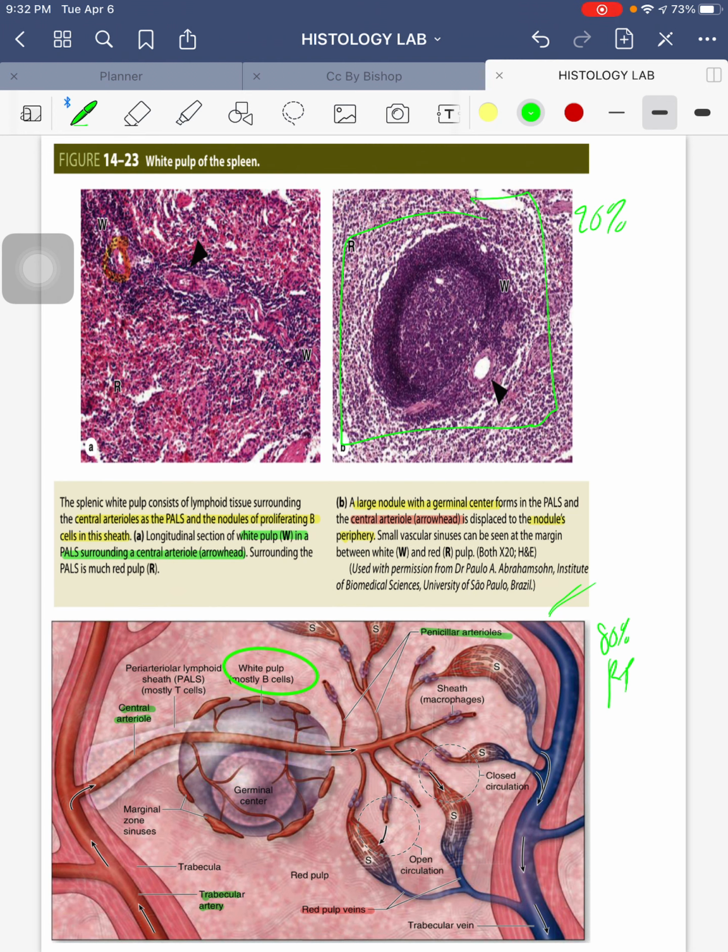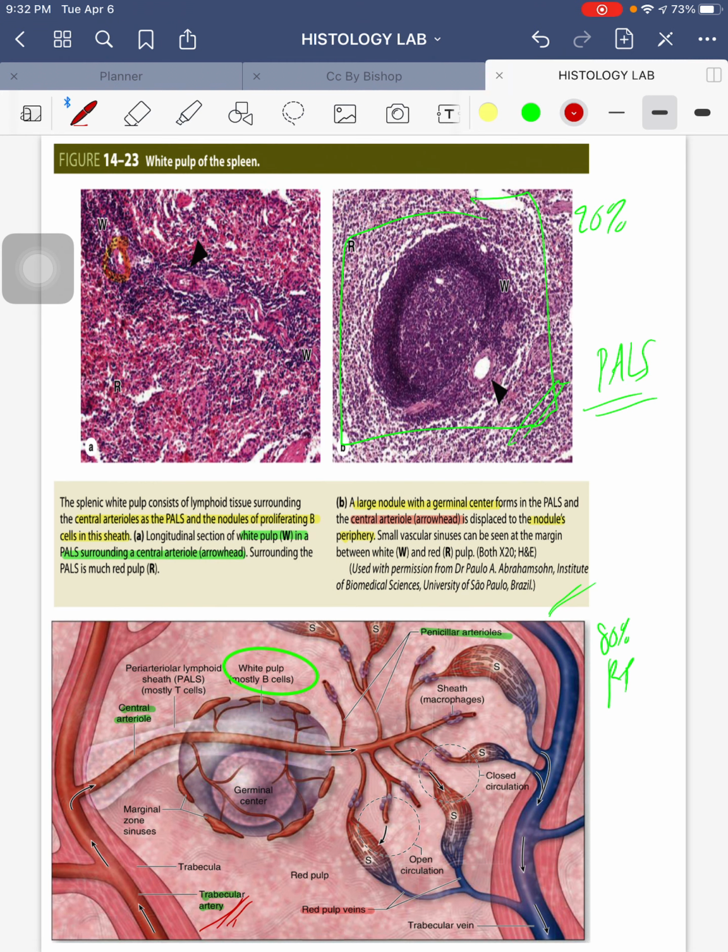Lymphoid tissue or your lymphoid nodules. Aside from that, there's also the presence now of your pulse. So what is your pulse? This is your periarteriolar lymphoid sheath. So look down below. I'll make this red. Once we talk about vasculature first.